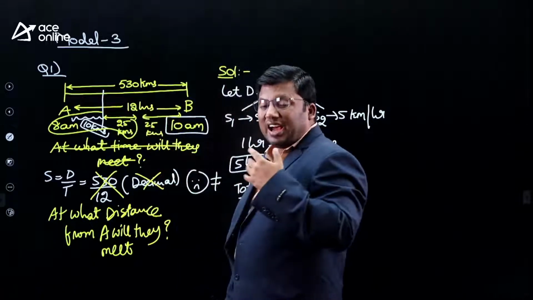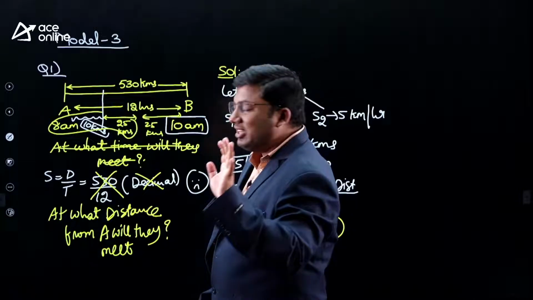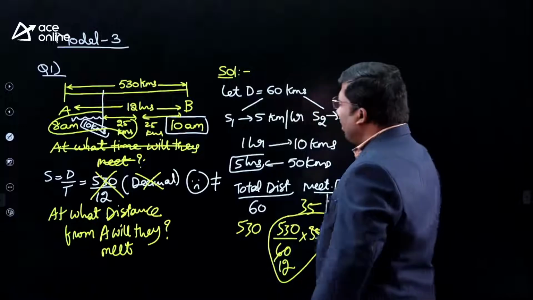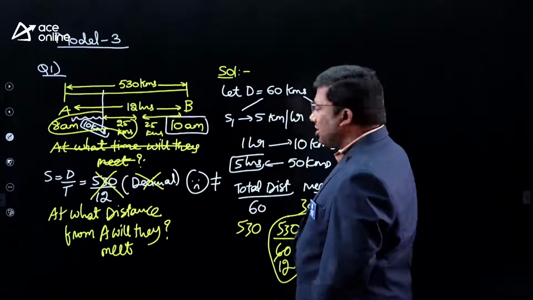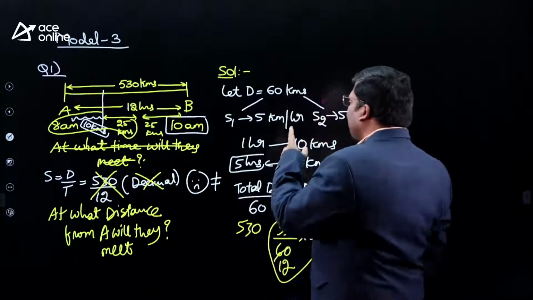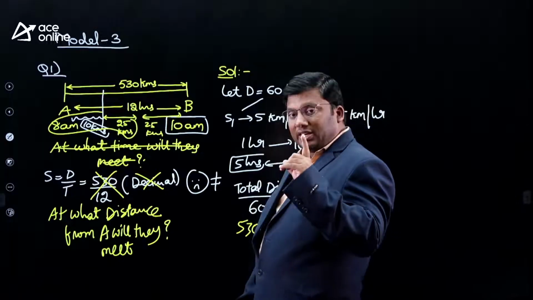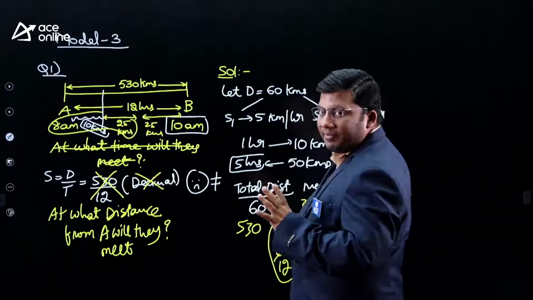What I will do is, I will take the problem and try to solve it in the easiest way. Instead of 530, I took a number which is a multiple of 12, 60 kilometers. 60 kilometers in 12 hours, so S1 will become 5 kilometers per hour. Are you all with me? 60 kilometers in 12 hours, this will also become 5 kilometers per hour.